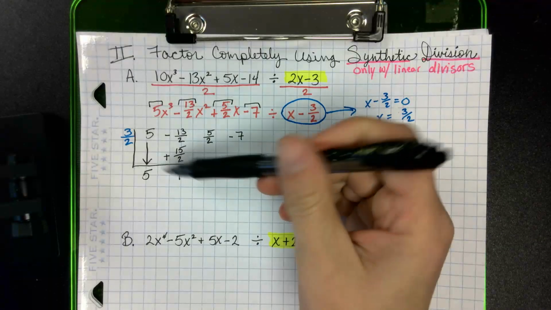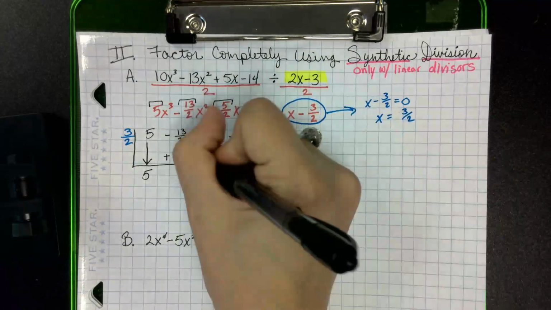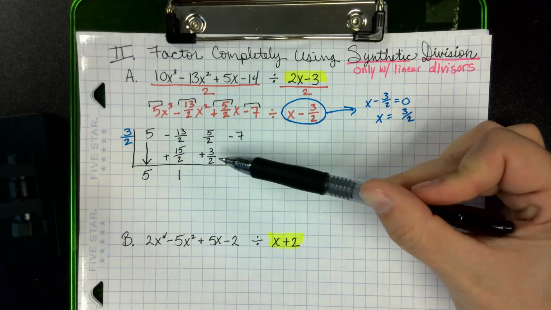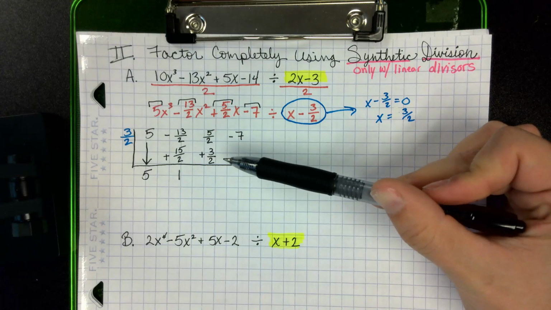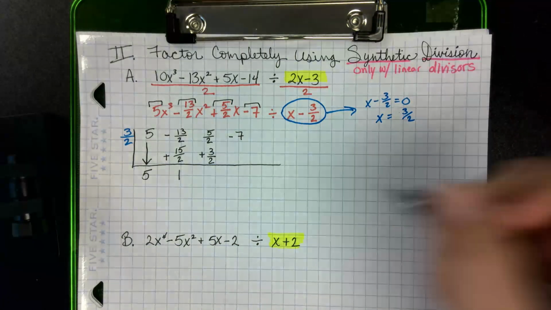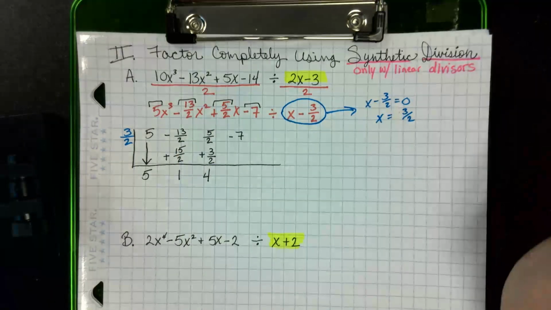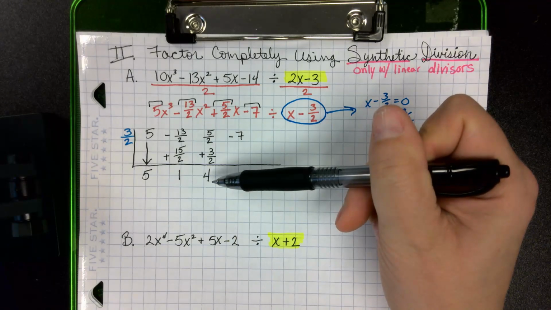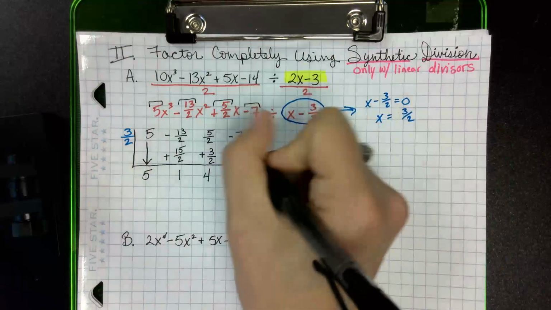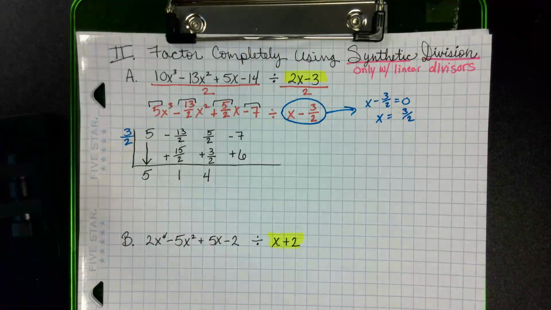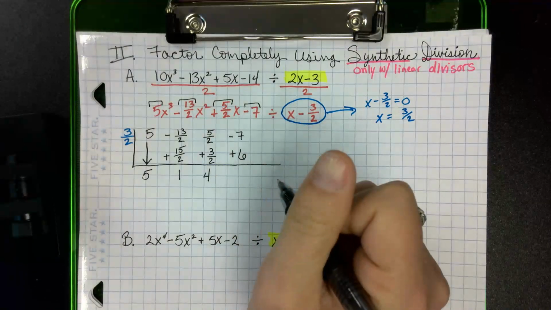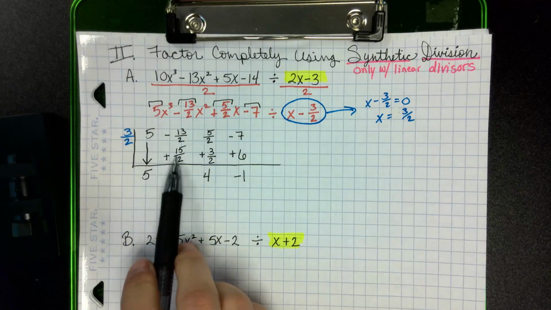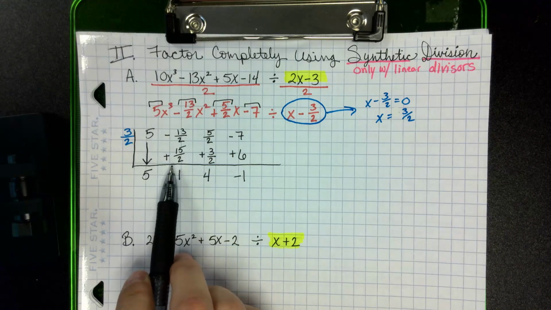Then you have 1 times 3 halves. That's positive 3 halves. Again, you have a common denominator, so you look at the numerators. 5 plus 3 is 8. 8 over 2, that's 4. 4 times 3 halves. 4 times 3 is 12. 12 over 2 is 6. It's a positive 6. Negative 7 plus 6 is negative 1. Negative 13 over 2 plus 15 over 2, that's positive 2 over 2. 2 over 2 is 1.